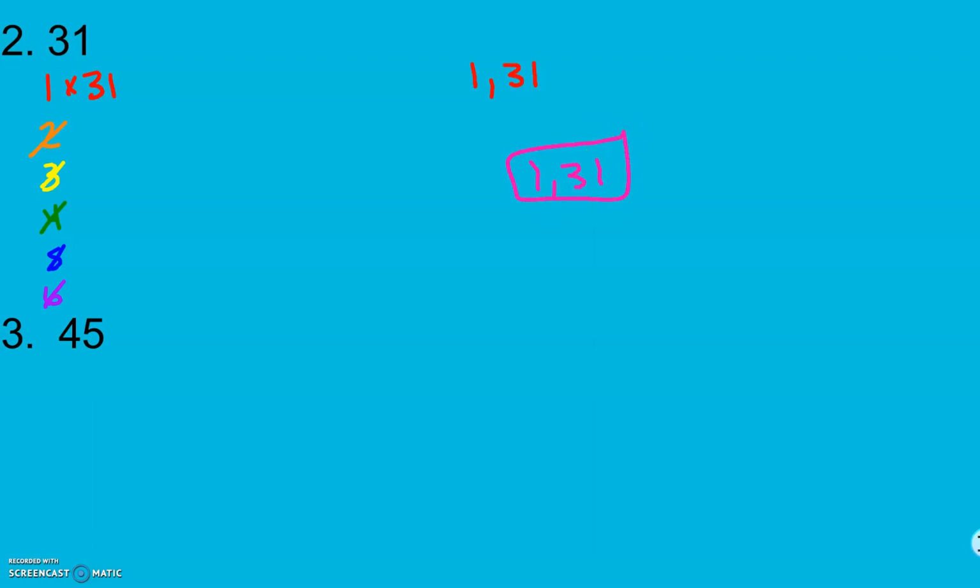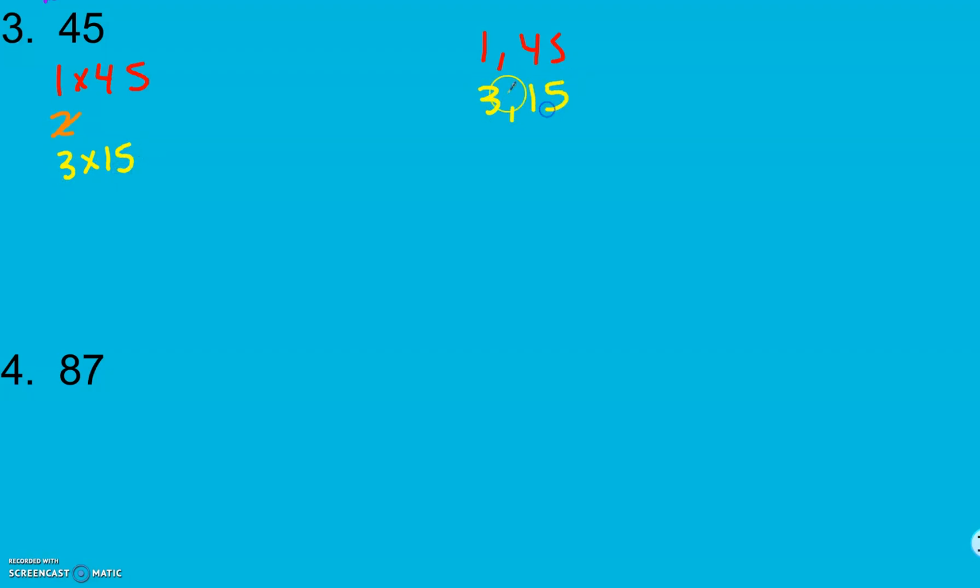Try 3. 45. 45 divided by 1 is 45. So 1 and 45 are factors. 45 divided by 2 doesn't work. 45 divided by 3 gives me 15. So 3 and 15 are factors. 45 divided by 4, decimal. 45 divided by 5 gives me 9.